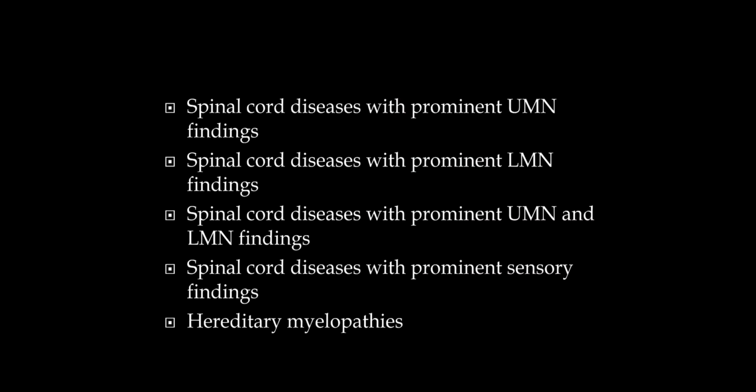So we're going to divide our clinical aspects of the spinal cord into 5 major categories. Spinal cord diseases with prominent upper motor neuron findings, or prominent lower motor neuron findings, or a mixture. And then we'll see there are a few conditions where we get mainly sensory findings. And then we'll just talk about one condition, Friedreich's ataxia, which is a hereditary myelopathy. The term myelopathy you should associate with spinal cord diseases. It really indicates the upper motor neuron manifestation of spinal cord diseases.